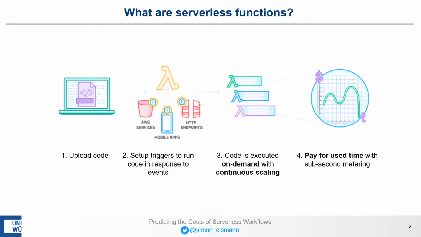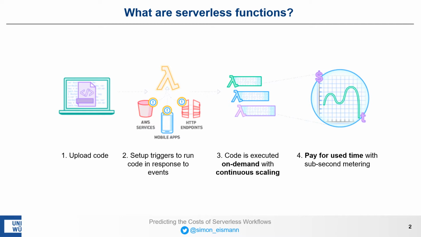Serverless functions are a cloud offering from cloud providers where you first upload your code segments. And next, you set up a set of triggers which will cause this code to be executed. Triggers can be, for example, HTTP requests or a new message in a queue. Whenever one of those events occurs, your code is executed on demand and with continuous scaling.